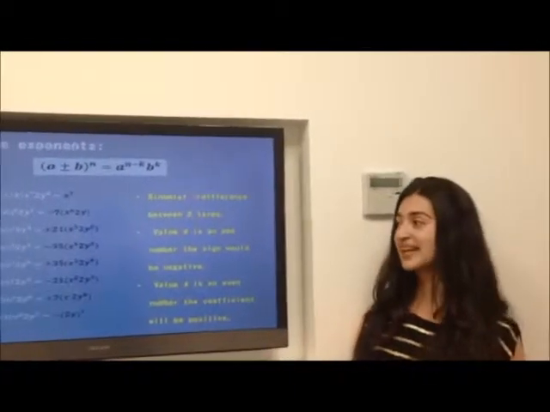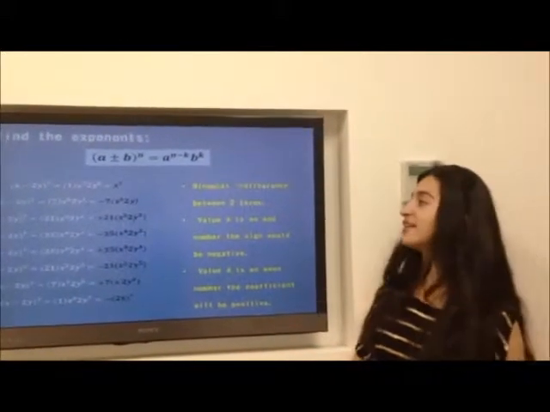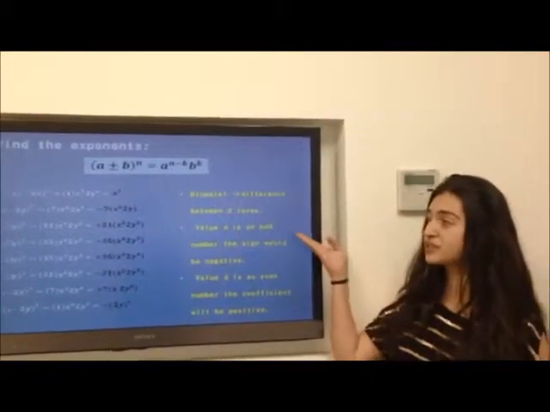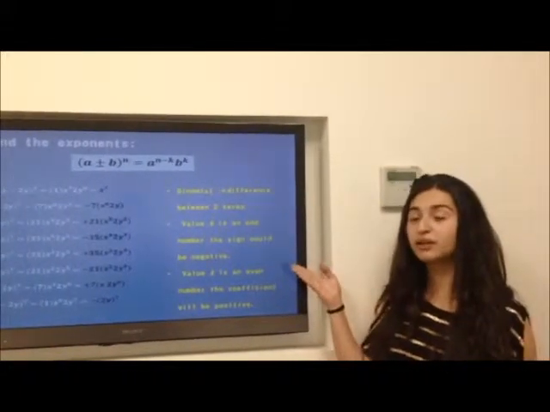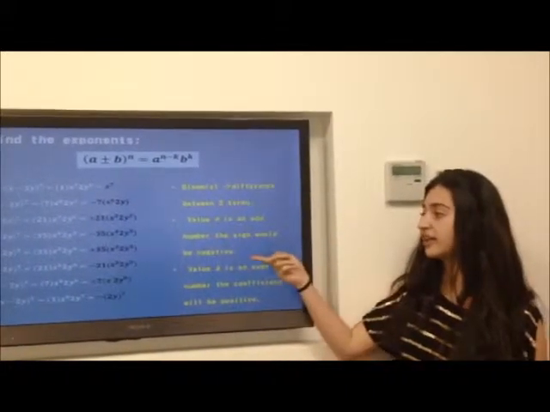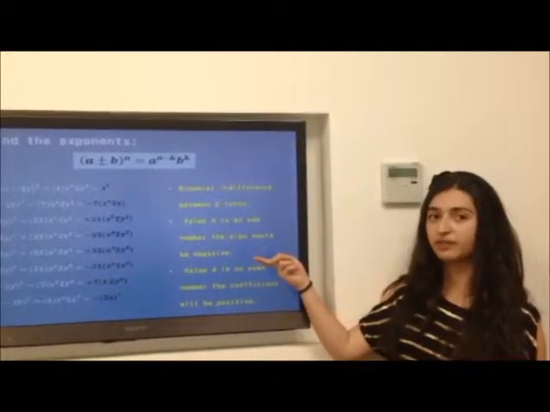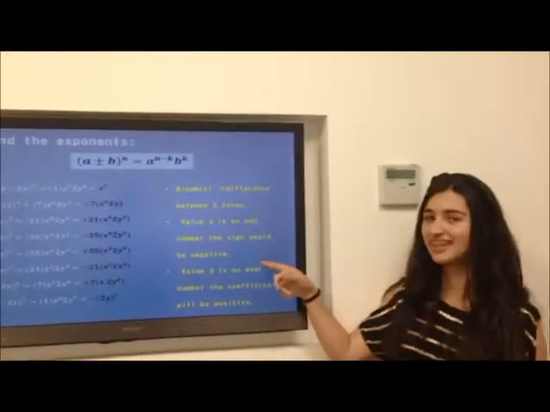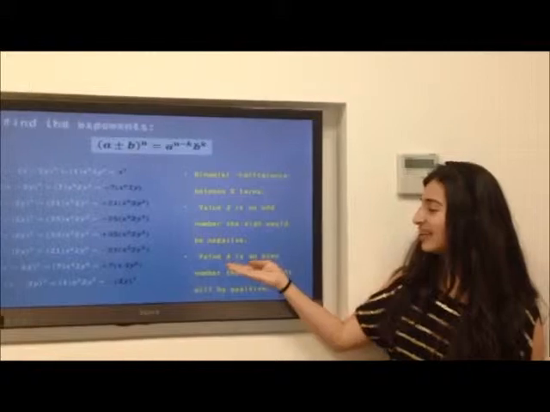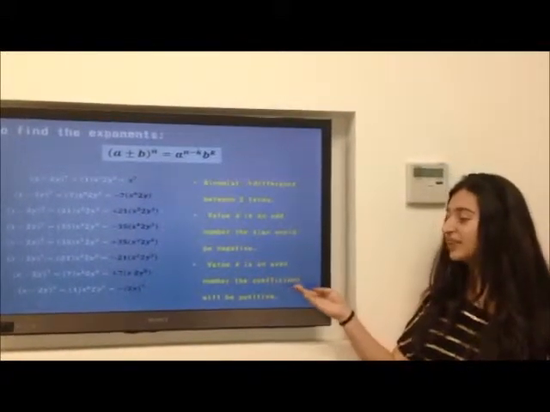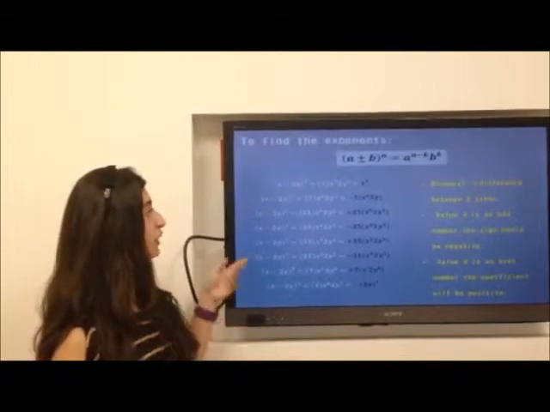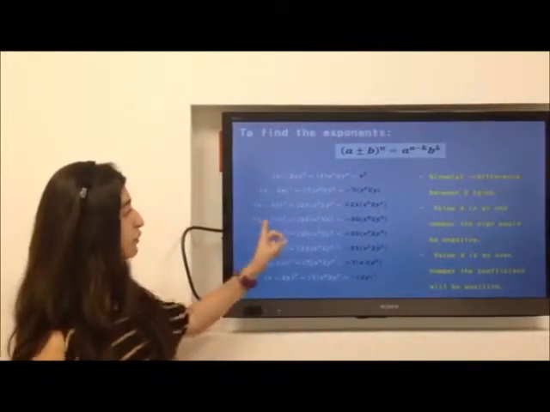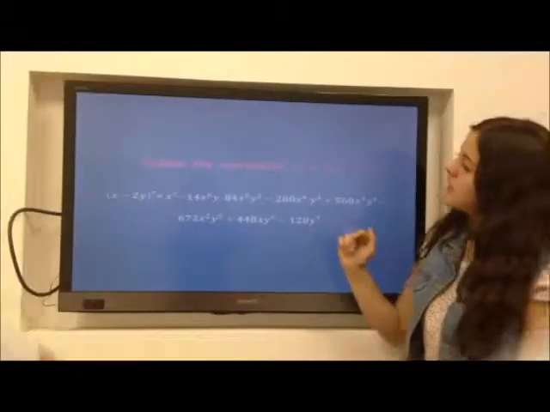Now when doing the next terms, we have to remember that if it's a difference between two terms, if the value k is an odd number, it will give us a negative coefficient. And if the value k is an even number, it will give us a positive coefficient. We will do the same procedure for the following terms, and we will add also the coefficient. And we expand our expression.